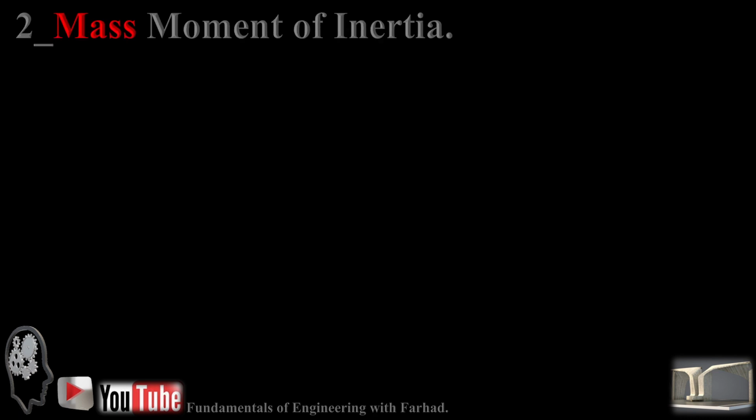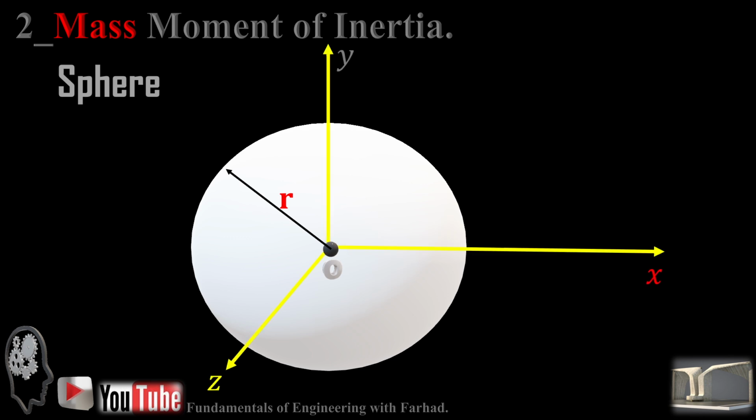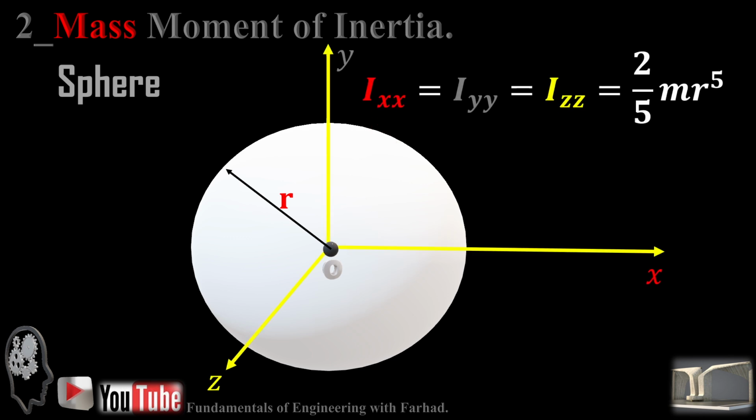For mass moment of inertia, just consider you have a solid sphere in a 3D space of x, y, z with the radius of r. Then Ixx is equal to Iyy is equal to Izz due to symmetry, and that's equal to 2 over 5 m r squared. That's the mass moment of inertia for the solid sphere.